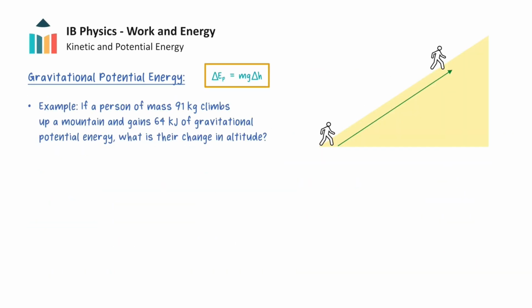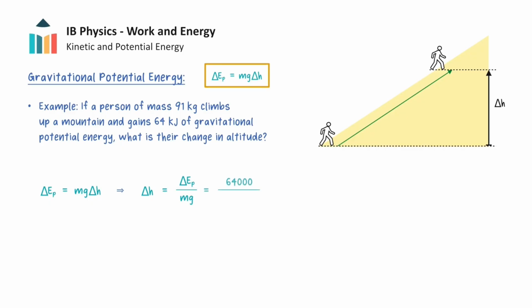This question wants us to relate gravitational potential energy to the change in altitude of the person. We can calculate the change in height by rearranging the gravitational potential energy equation and substituting in the given values. Moreover, the energy must be in joules, and g is equal to 9.8 meters per second squared from the data booklet. This will give 71.8 meters for the change in altitude of the person.